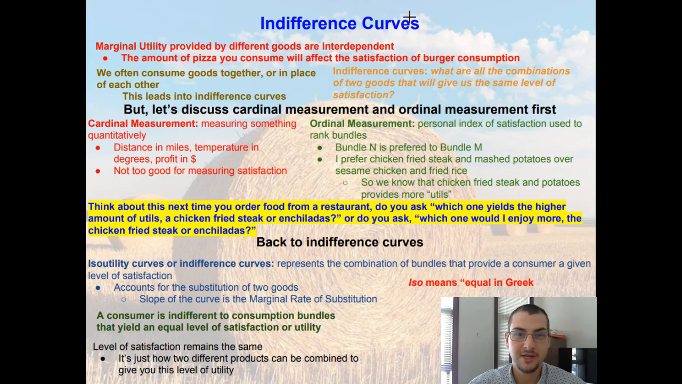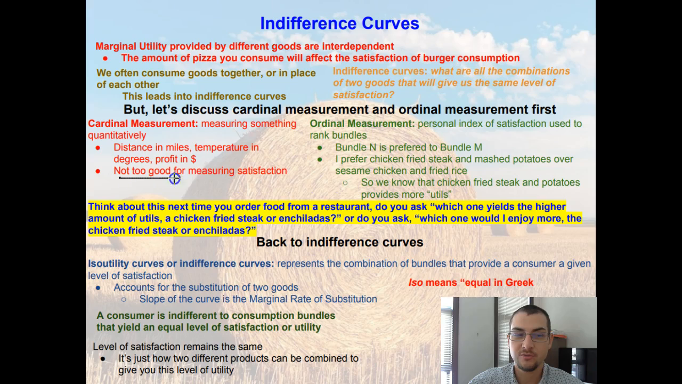But before we get into that, let's start discussing cardinal measurement versus ordinal measurement. Cardinal measurement is measuring something quantitatively, measuring something with numbers. We quantify it, such as measuring distance in miles, temperatures in degrees, profit in dollars. It's easy to measure this. We can just go out there and measure the miles. We can measure the temperature. We can measure the amount of money that we have in an account.